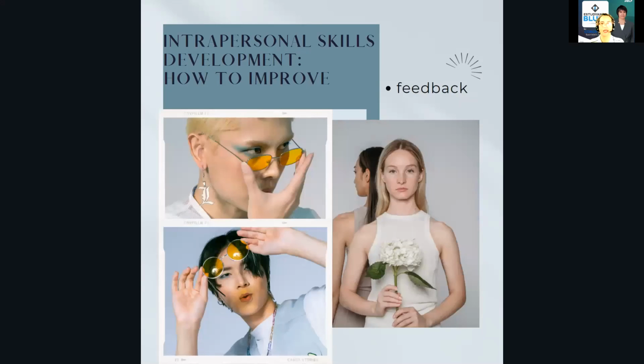And lastly, we develop our interpersonal or communication skills by means of feedback. It's not enough that we are self-aware. It's not enough that we have our own perception of a whole lot of things, because sometimes our perceptions are biased. We tend to be self-centered, and sometimes we tend to become self-righteous.